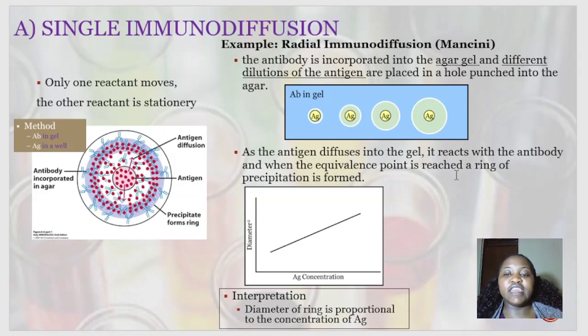Now the diameter in this case, because these are different concentrations, the diameter of this ring is going to indicate the concentration of the antigen. It is directly proportional to the concentration of the antigen. So we expect that this is more concentrated as compared to this one.